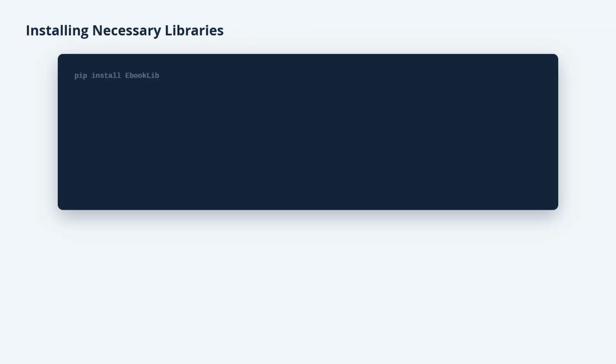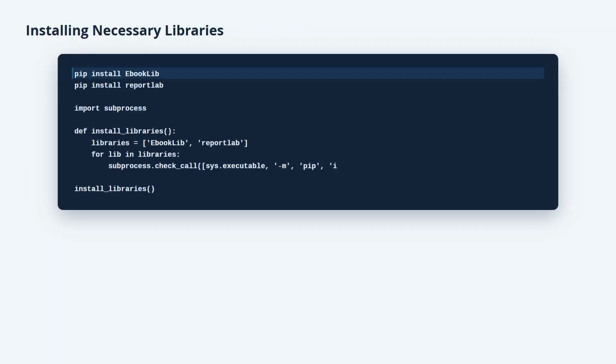In this scene, we'll focus on installing the necessary libraries for our EPUB to PDF converter project. First, open your terminal or command prompt and ensure you have Python installed. If you haven't done that yet, pause the video and check out how to install Python. Once Python is set up, we need two libraries, ebook for reading EPUB files and ReportLab for generating PDFs.